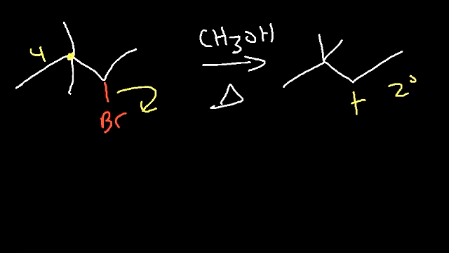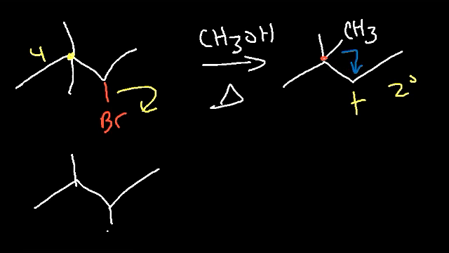Now, on the quaternary carbon, there are no hydrogens directly attached to it. So we can't get a hydride shift. This time, we have to get a methyl shift. So the methyl is going to migrate and trade places with the carbocation. And so the methyl is over here this time. So now, instead of having a secondary carbocation, we now have a tertiary carbocation.